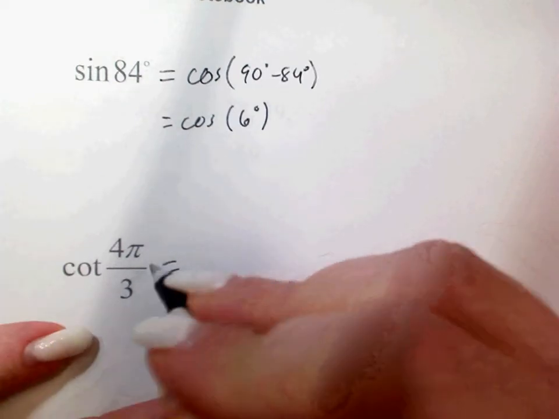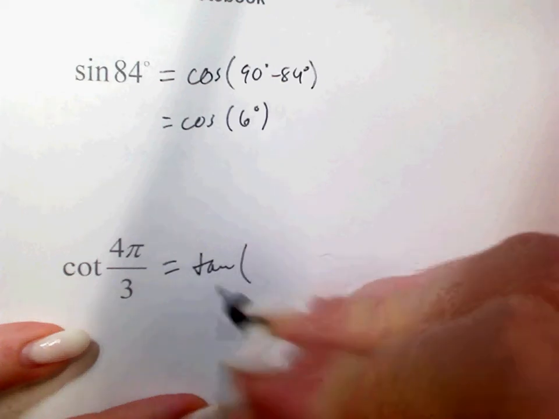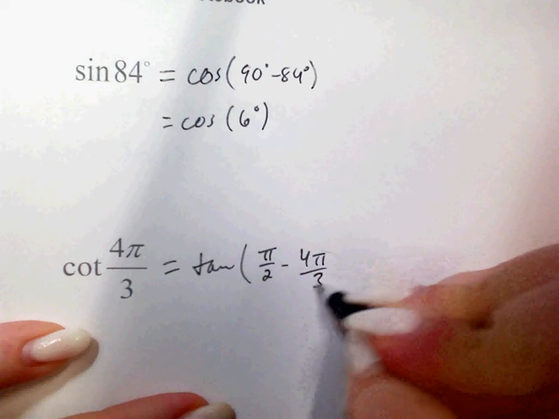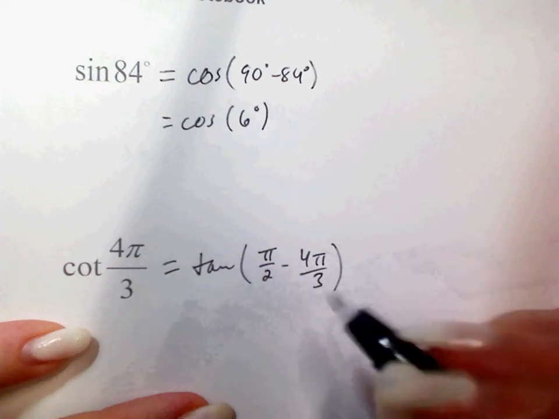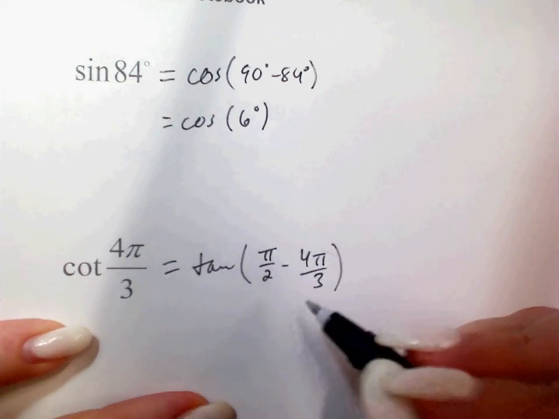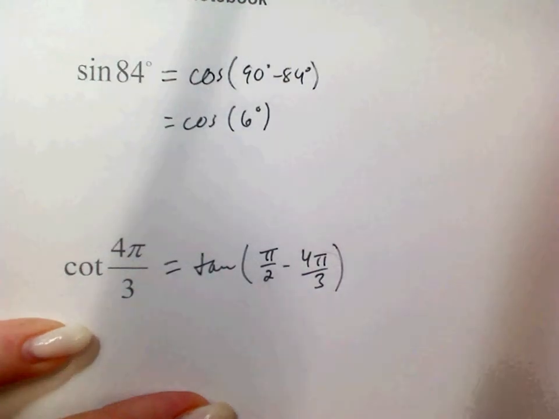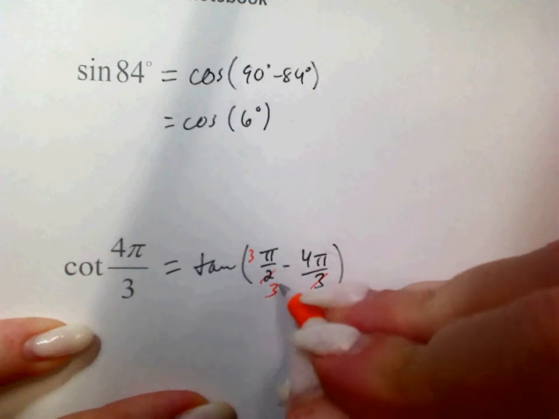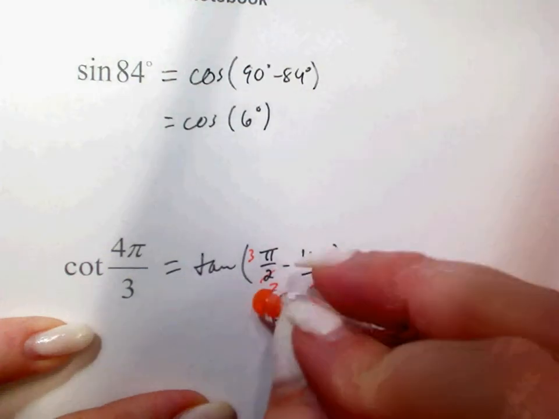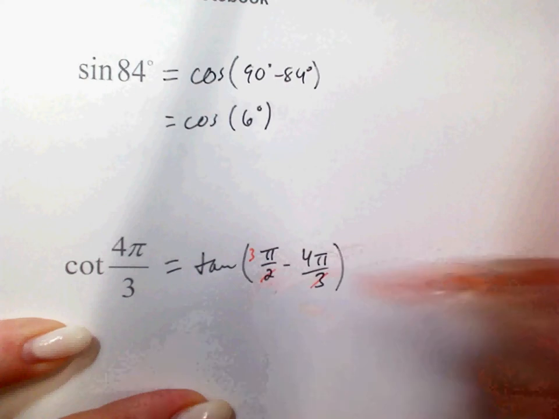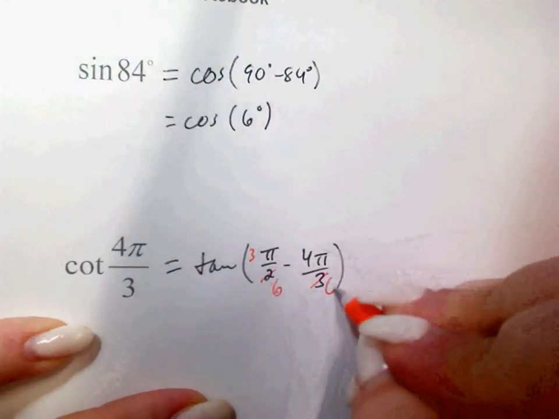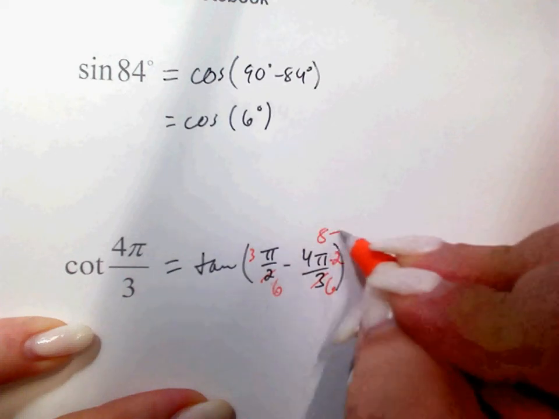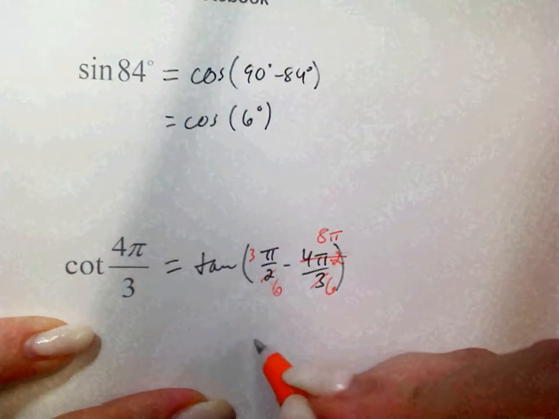Cotangent is a cofunction with tangent. So cotangent of 4/3 pi is the same thing as tangent of, now since we're in radians, it's going to have to be pi over 2 minus the angle. And it's okay that the angle is greater. So if I want to do a common denominator, it would have to be 6. So we multiply by 3, multiply by 3. So that would have to be a 6. Multiply by 2. So I've got 3/6 minus 8/6. And that is a negative 5/6 pi.